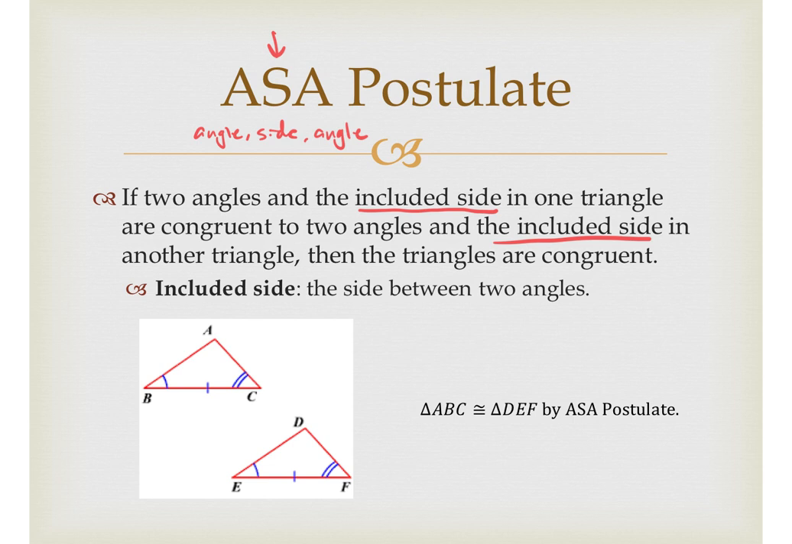Now, so far we have 3 postulates, and with these 3 postulates, we can prove that triangles are congruent to each other without having to do the very long route of proving all 6 corresponding pieces are congruent. So the way our proofs are going to go is, if we can prove any of these 3 pieces of information, then we can immediately jump to the triangles are congruent because of these postulates.